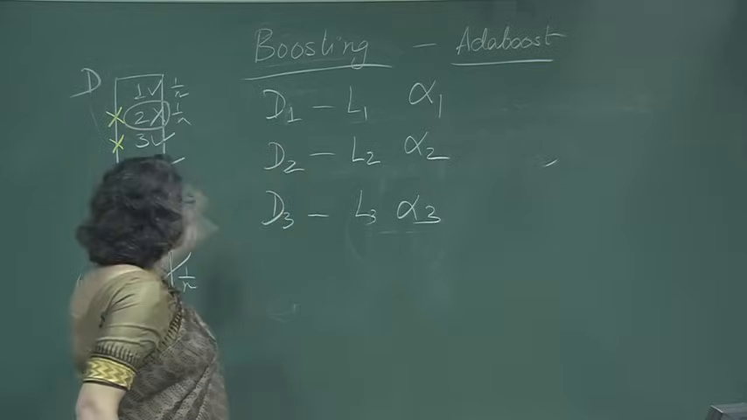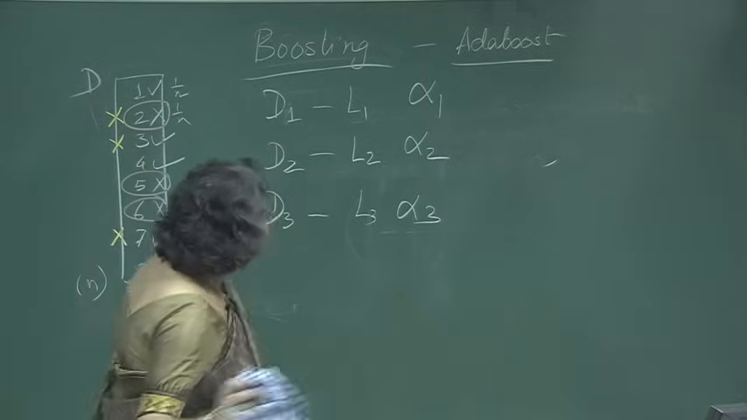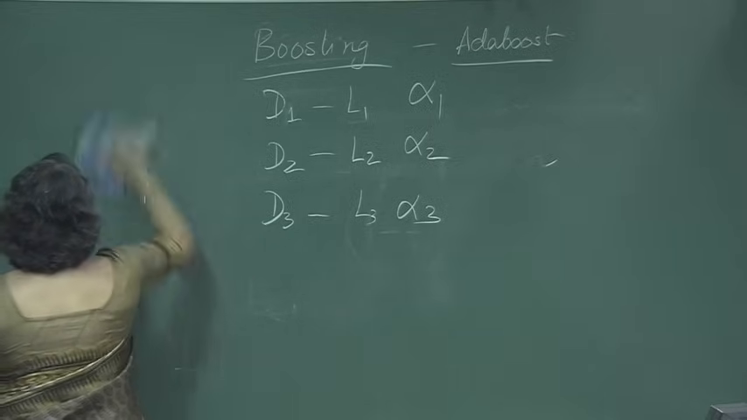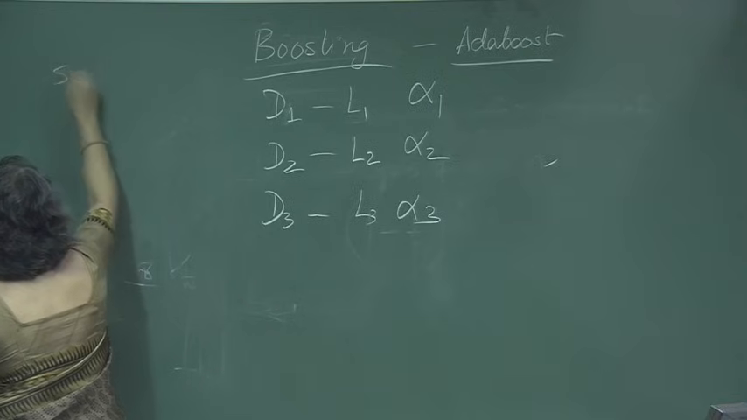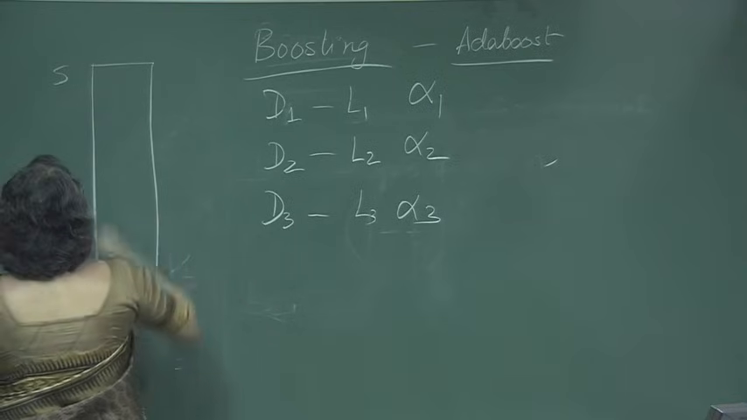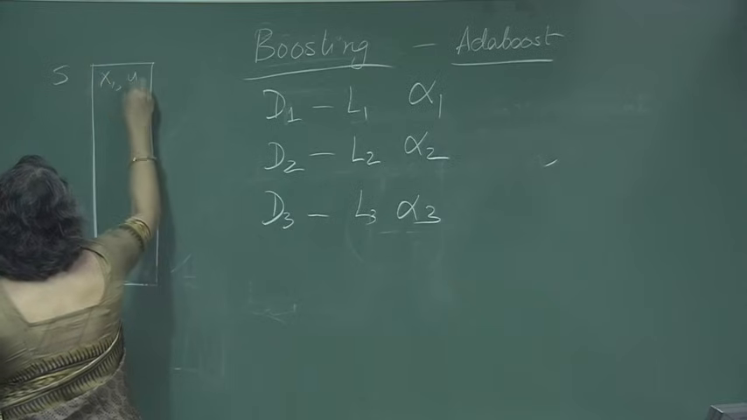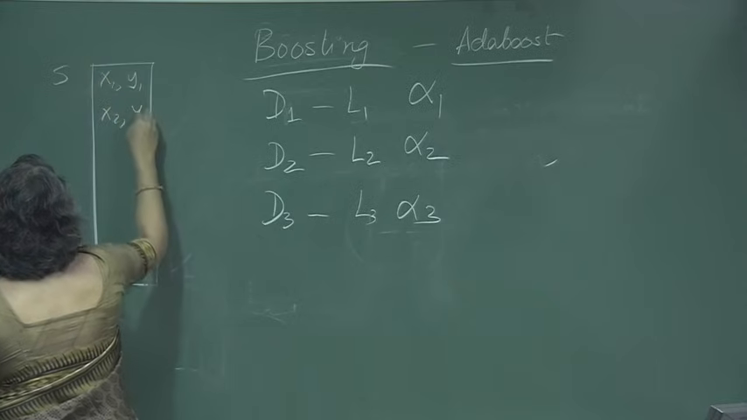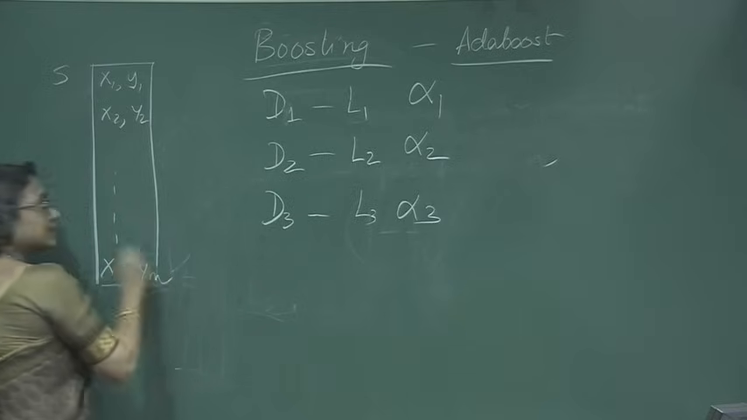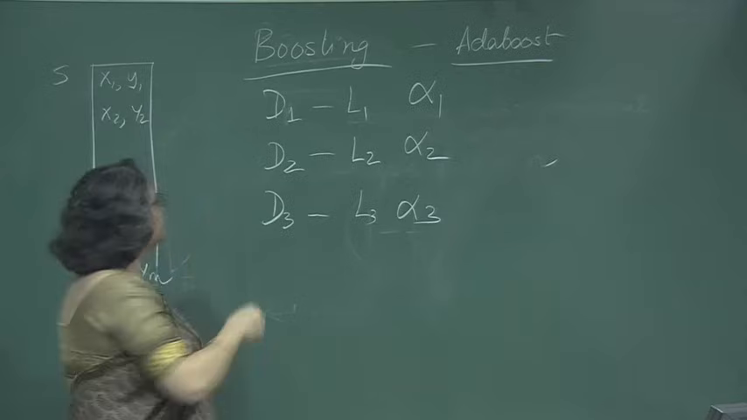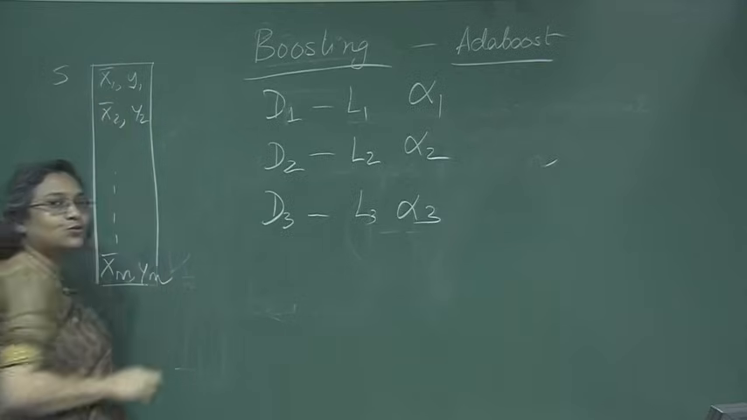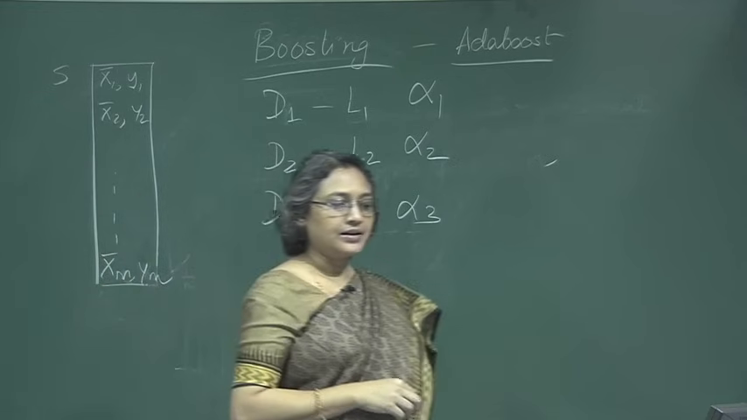So, AdaBoost takes a sample as input, and let us say we call this sample S, and it contains x1, y1, x2, y2, up to xm, ym. These are the training examples. X is a vector of the input attributes and y is the output attribute, right?